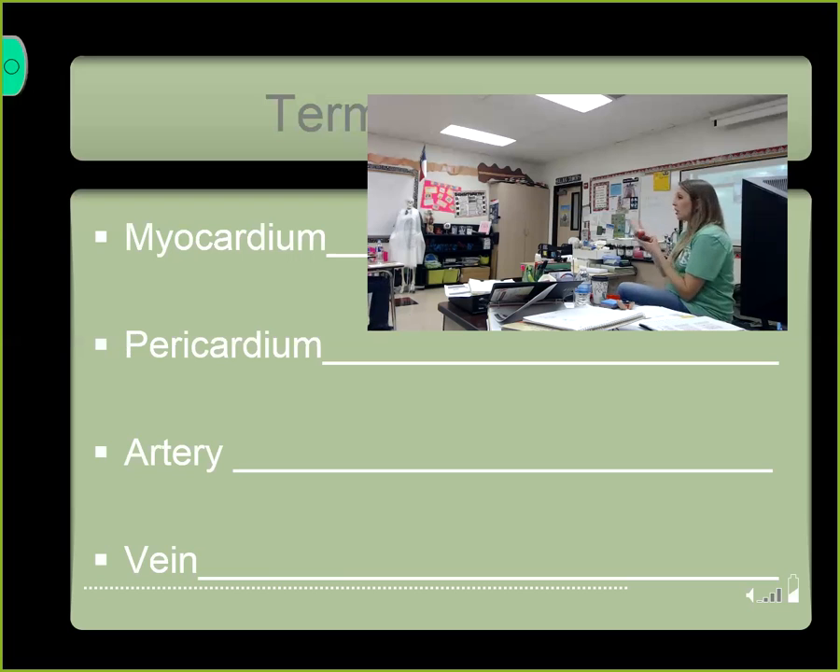All right, the pericardium would be around the heart, right? So it's the outer layer of the heart. It's a double layered membrane, and it kind of allows for movement. But pericardium is the outer layer around the heart.